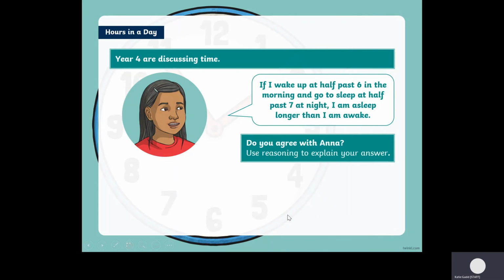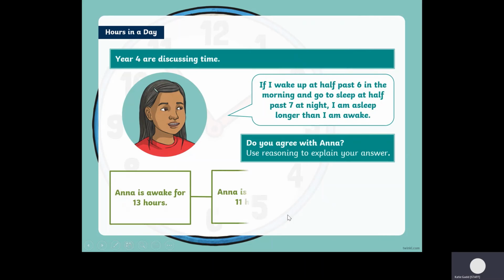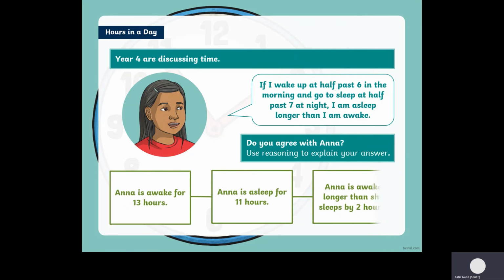Let's have a look. So Anna is awake for 13 hours and she's asleep for 11 hours. So Anna is awake longer than she sleeps by 2 hours. Because if we start counting from 6:30 all the way through to 7:30, that's 13 hours. So that means out of a 24-hour day, she only has 11 hours left. So that's how long she's asleep for.